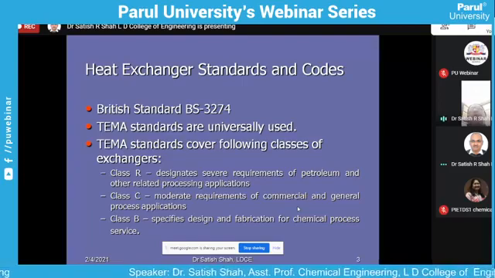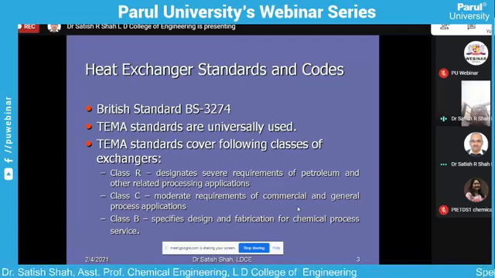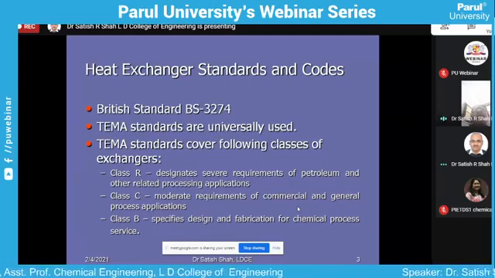And if you follow the norms, then you can very well design your heat exchanger, and after design also you can verify it. So what they have done, they have divided the total design into three different classes. The classes are B, C, and R. What do they indicate? When I say class B, what does it mean?